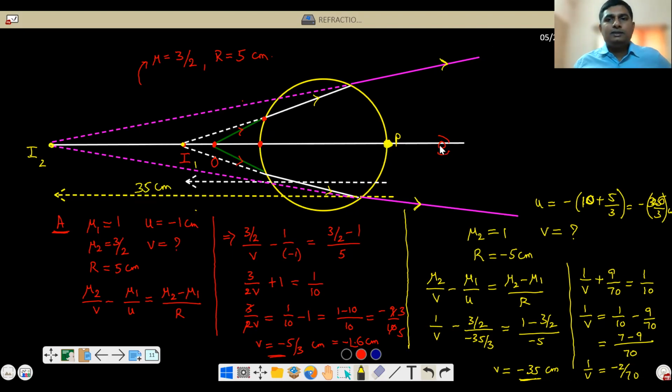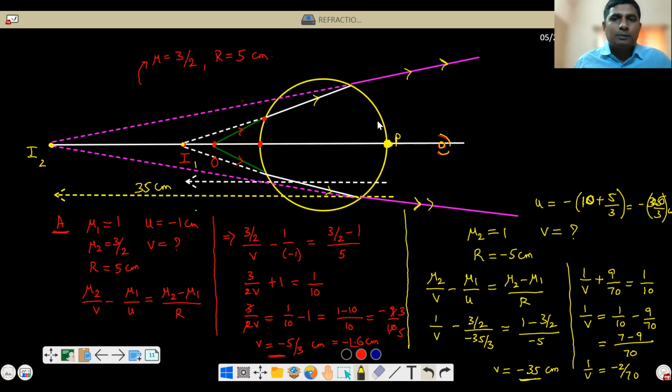So that means when you see from here, although two images are formed, in your eye, which rays are entering? Only these purple colored rays, and these purple color rays are appearing from where? From I2. This is called a virtual image, the point from which the refracted rays appear to diverge. Therefore you will see only I2.